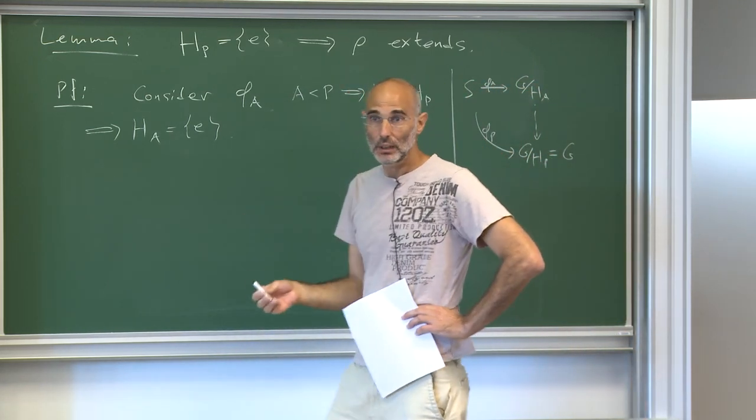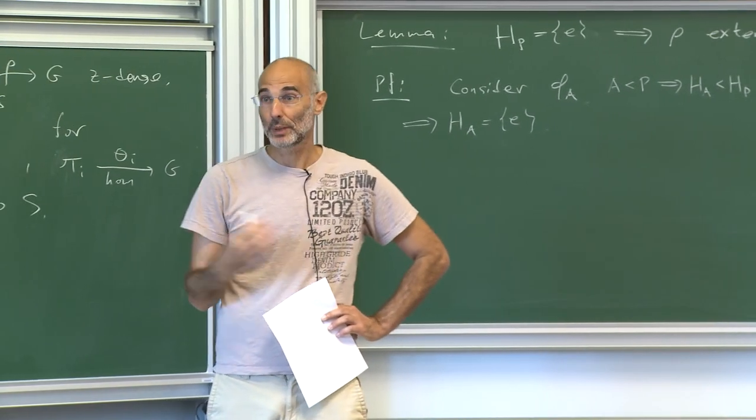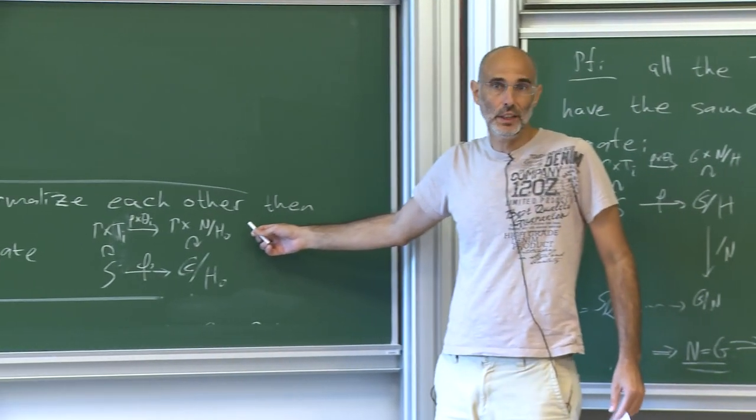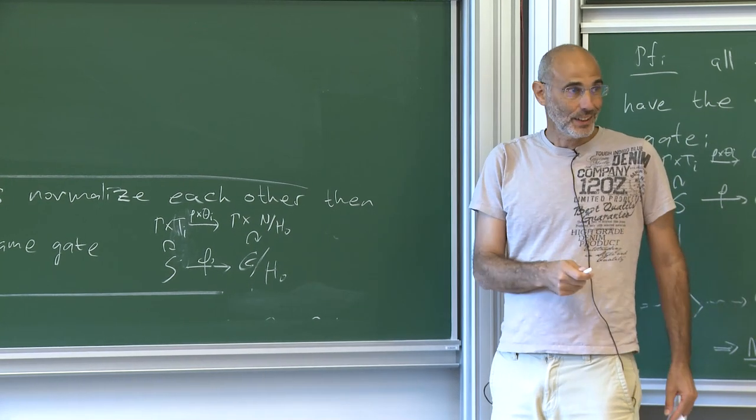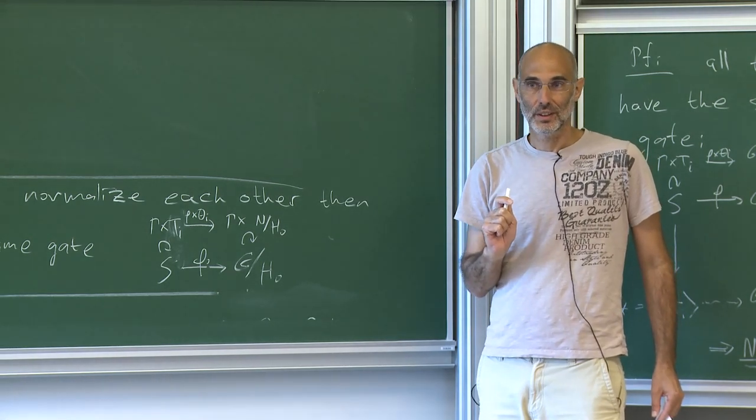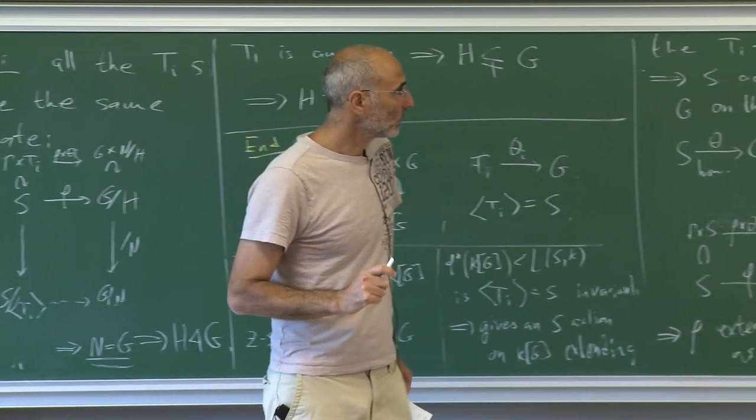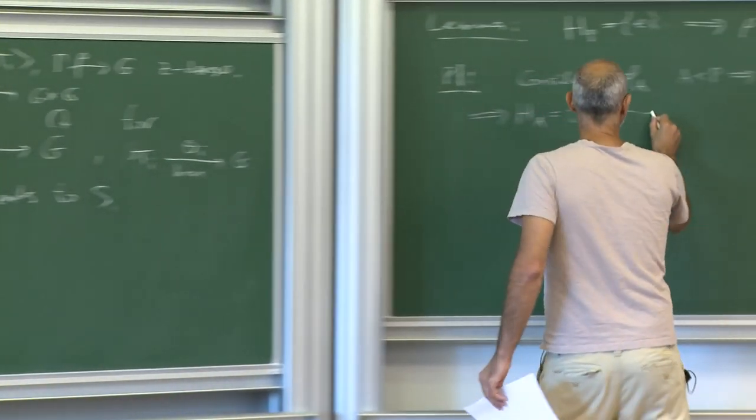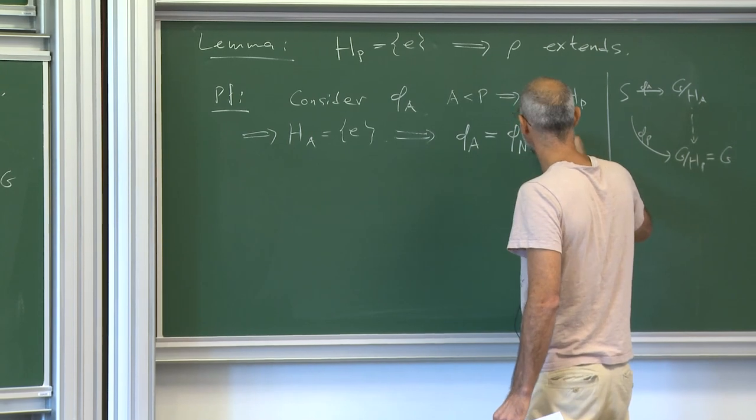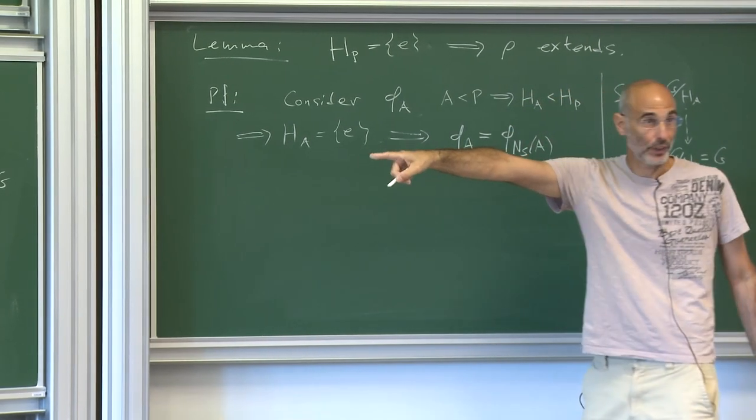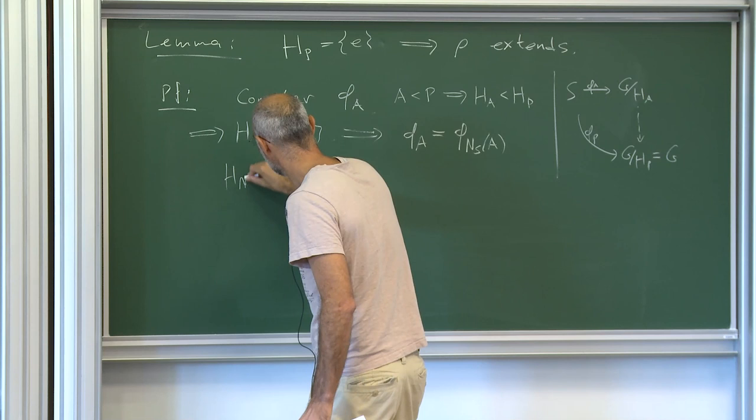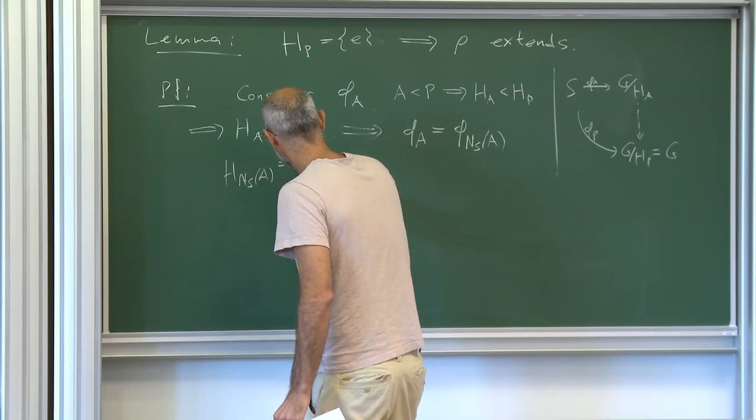But now, observe, P did not have a normalizer. P is its own normalizer. So applying this corollary that we had before for P didn't give us anything. But when I restrict it to A, I get just a little bit more. I get the Weyl element, which normalizes it. And this means also, but now phi_A is phi of the normalizer in S of A. That's the corollary over there. And H, the normalizer of A, then is trivial.